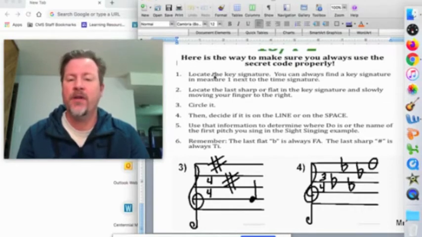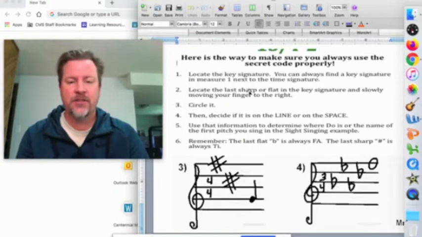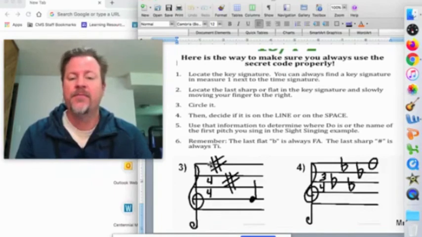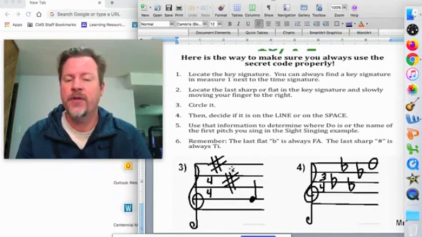All these steps are up here. So number one, locate the key signature. You can always find the key signature in measure 1 next to the time signature. So you've got the time signature, and now we have the key signature. Step 2, locate the last sharp or flat in the key signature and slowly move your finger to the right. Go from left to right, from this way over to here. So this one is the last sharp.